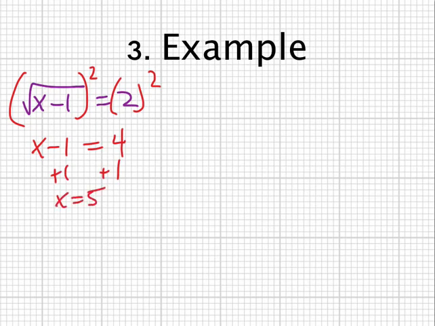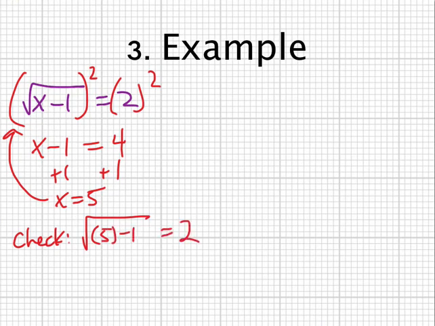So that's my answer, but I've got to check it to make sure it's correct. I substitute x equal to 5 back into the original equation. So I have the square root of 5 minus 1 equals 2. Square root of 5 minus 1 is 4, equals 2. Square root of 4 is 2, equal to 2. Checks out. My answer is x equal to 5. It does work. So that's when I have one answer.